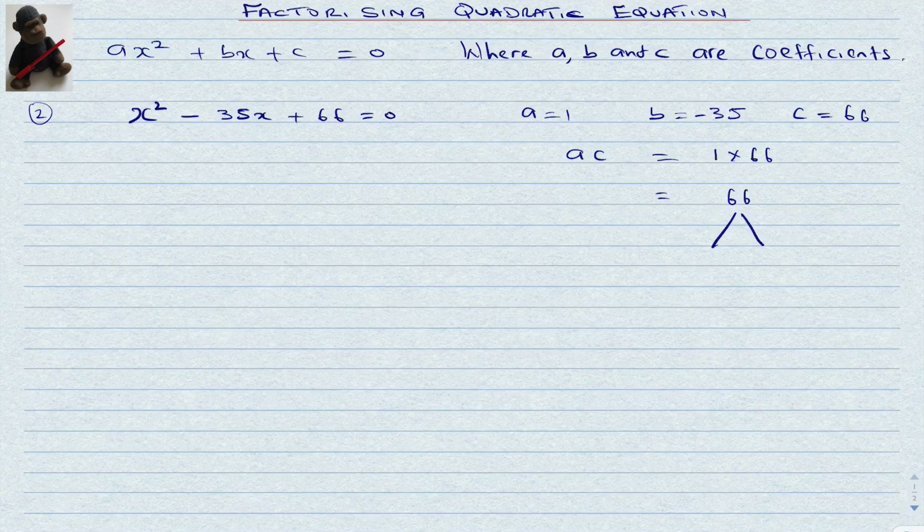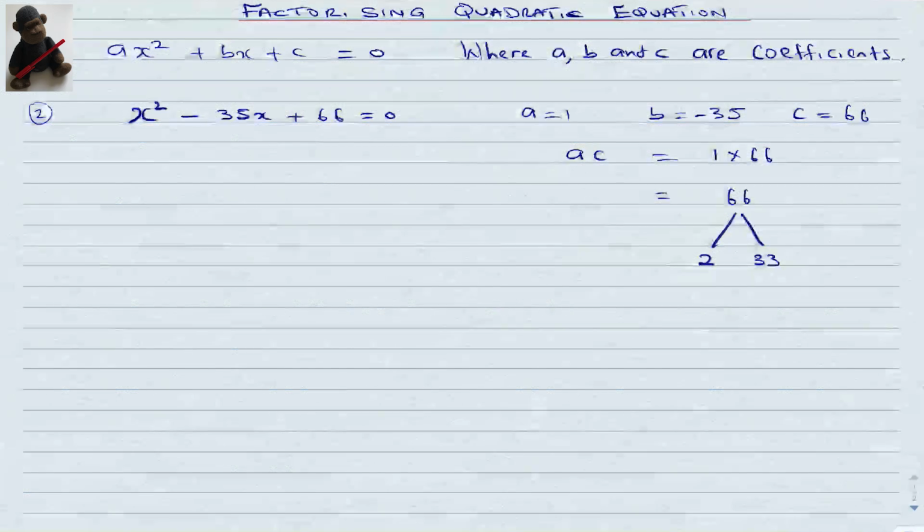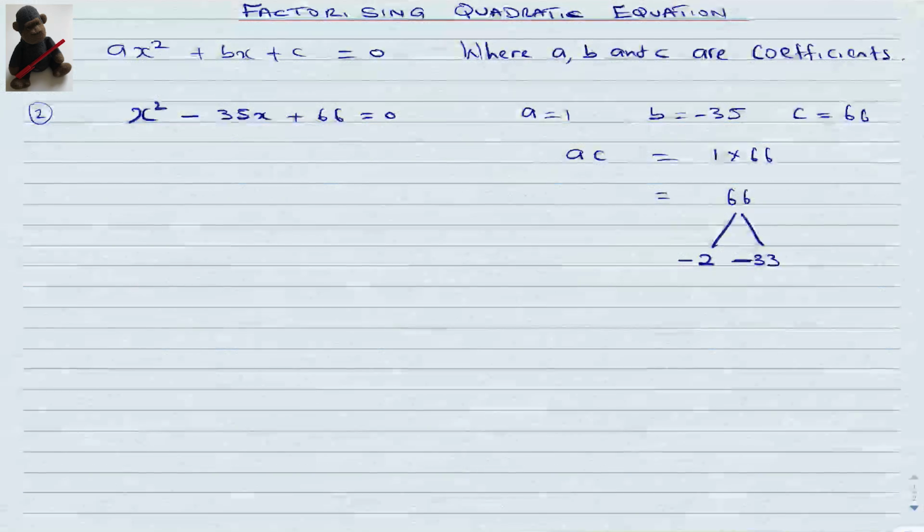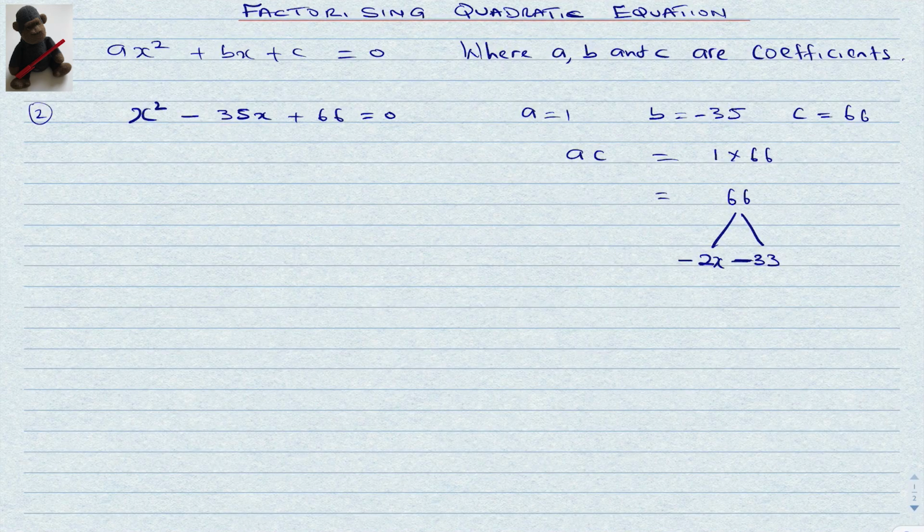So I'm thinking two numbers are 2 and 33, and put minus in front of them. That's it, because minus 2 plus minus 33 will give us minus 35. So I need to put x behind 2 and x behind 33. I need to take those two numbers and replace it with 35.